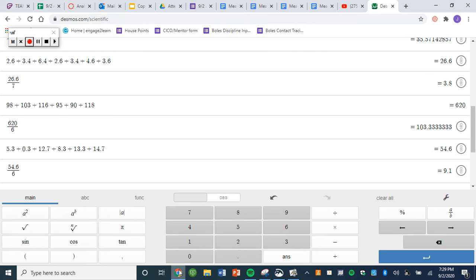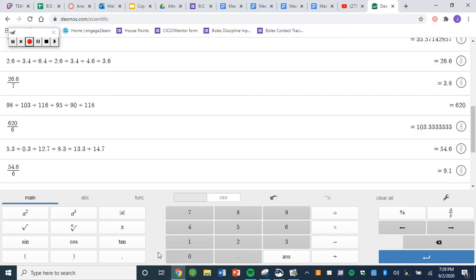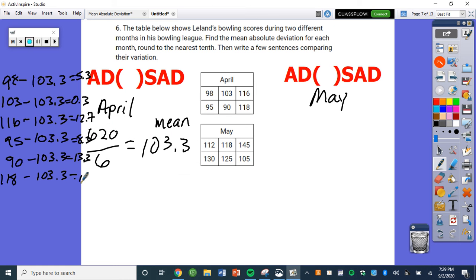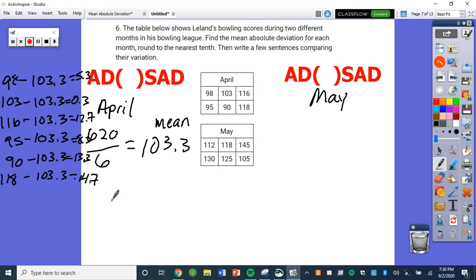5.3, 5.3, 0.3, 12.7, 8.3, 13.3, and 14.7. So I add all those up, and I get 54.6, and I divide that by 6, and I get 9.1, which is our mean absolute deviation.